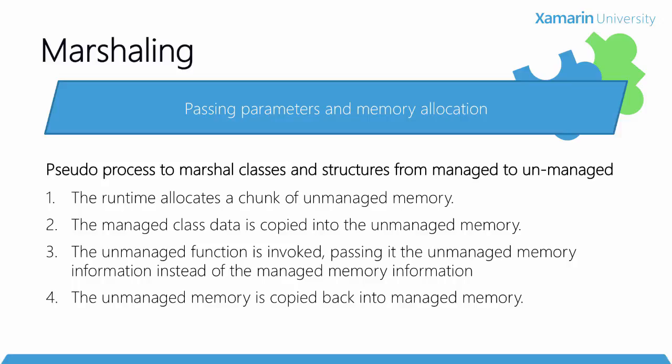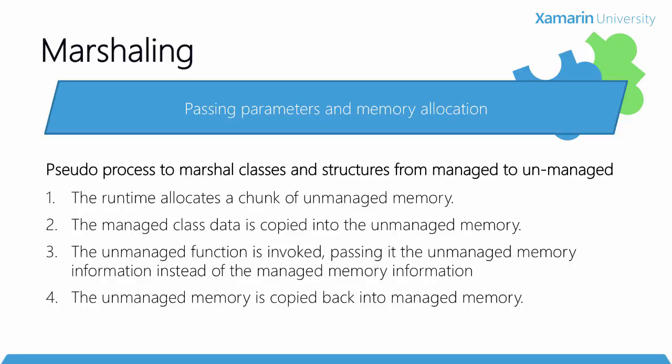Instead, classes and structures are marshaled to native code through the following pseudo process. So as you can see, the runtime allocates a chunk of unmanaged memory, and the managed class data is copied into this unmanaged memory block. The unmanaged function is then invoked, passing it the unmanaged memory information instead of the managed memory information. And then the unmanaged memory is copied back into managed memory.